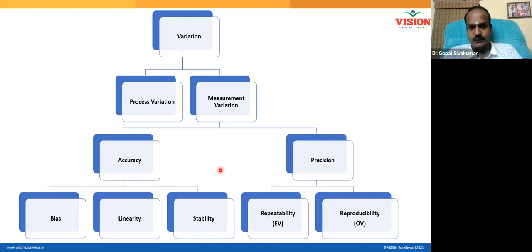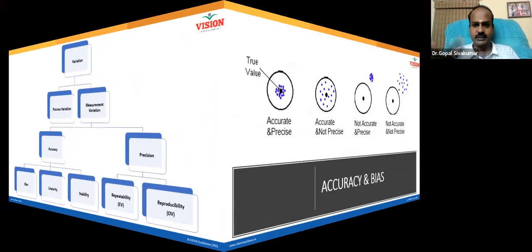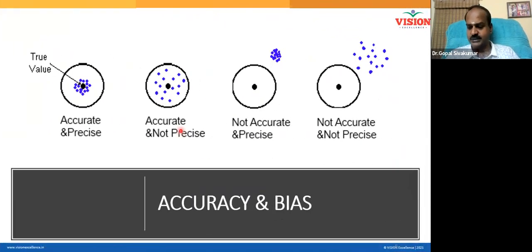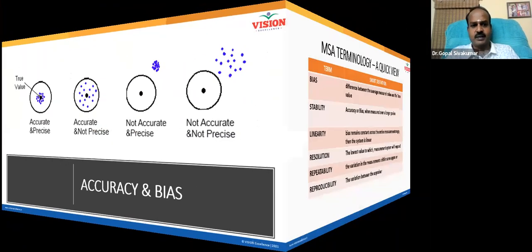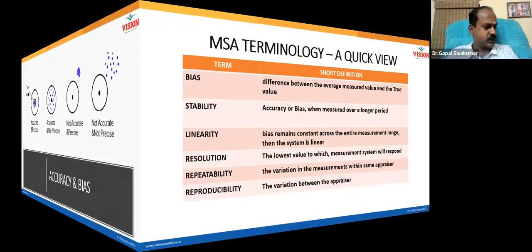So reproducibility is good, but reproducibility error is bad. You need to understand how to spell out. This was already discussed in the morning, accuracy and the bias. Sorry, I'm not going to repeat. Right. So these terminologies we already discussed.